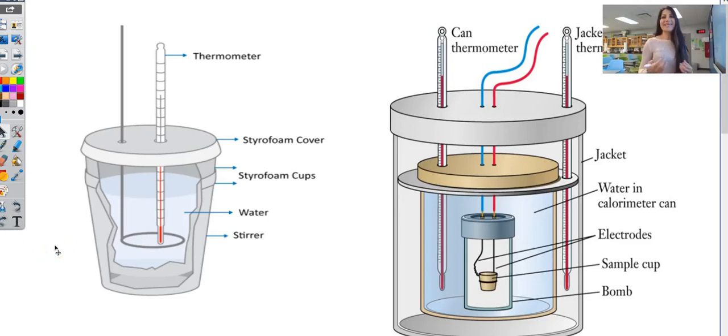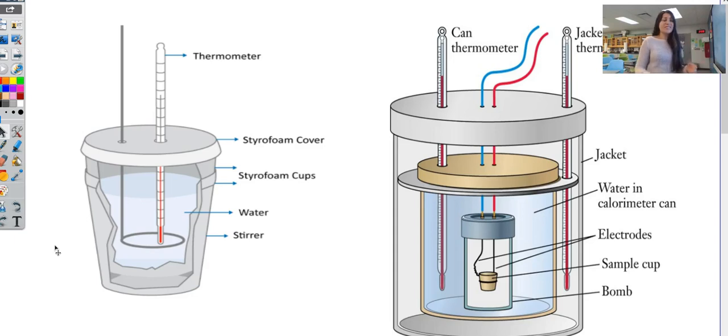Today's lesson is on calorimetry. Now, what we're seeing here to the left is a simple calorimeter, and it's pretty basic. It's styrofoam, so some type of insulation. We've got a thermometer, we've got something to stir with, and then you put your reactants inside of there.